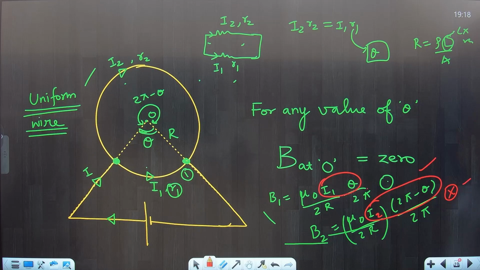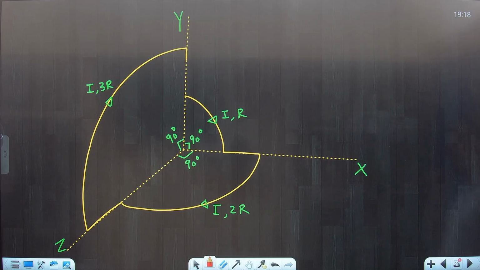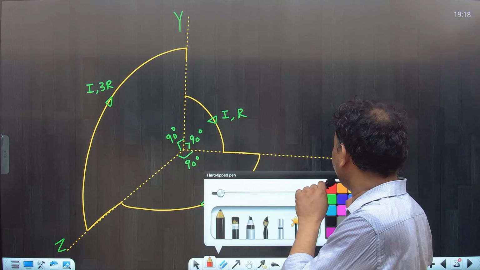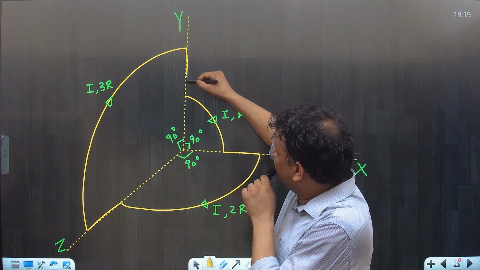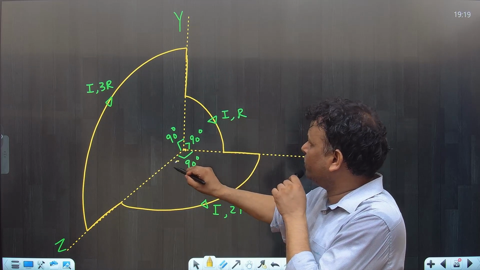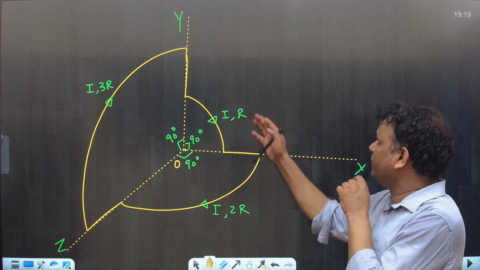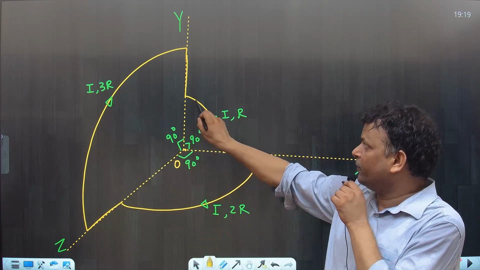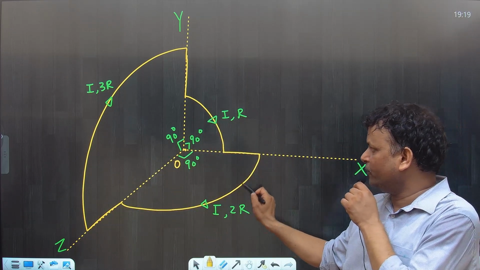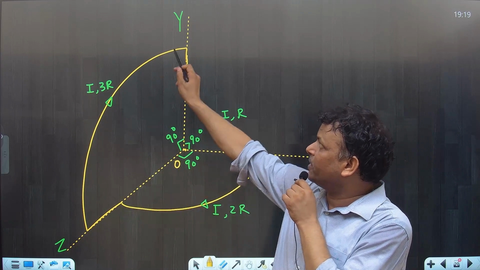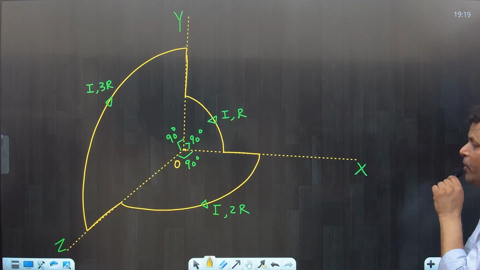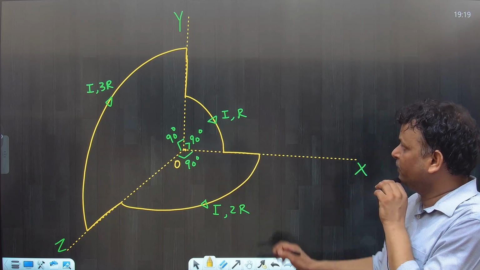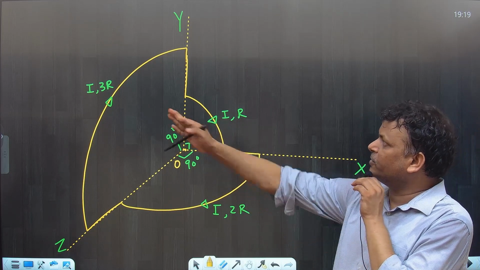See, now there is a change of plane. You have to calculate magnetic field at O. This plane is the XY plane, this plane is the Z plane. This arc is making angle 90 degrees. This is also making angle 90 degrees. This is also making angle 90 degrees. So you have to calculate magnetic field at center. This is a quarter circle, this is a quarter circle, this is a quarter circle.